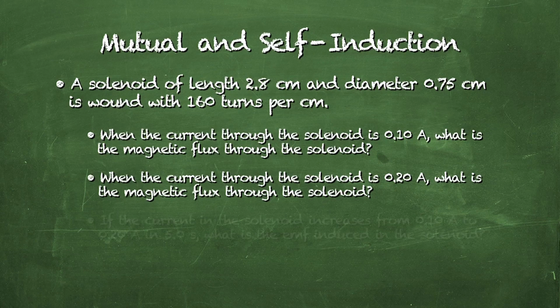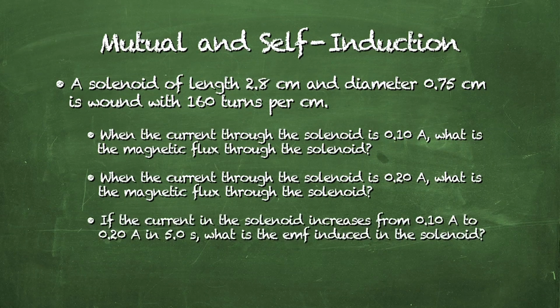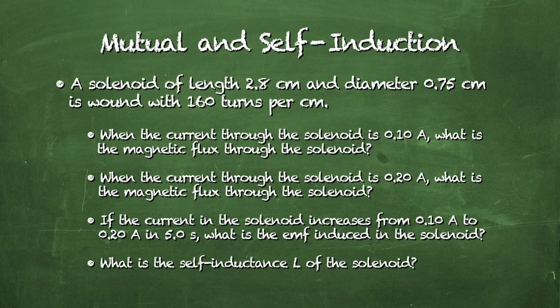If the current in the solenoid increases from 0.1 amperes to 0.2 amperes in 5 seconds, what is the electromotive force induced in the solenoid? And then we get to the final question, which is the point of this exercise. What is the self-inductance L of the solenoid? Let's go ahead and draw a diagram, list your knowns and unknowns, and get a head start on this exercise, please.